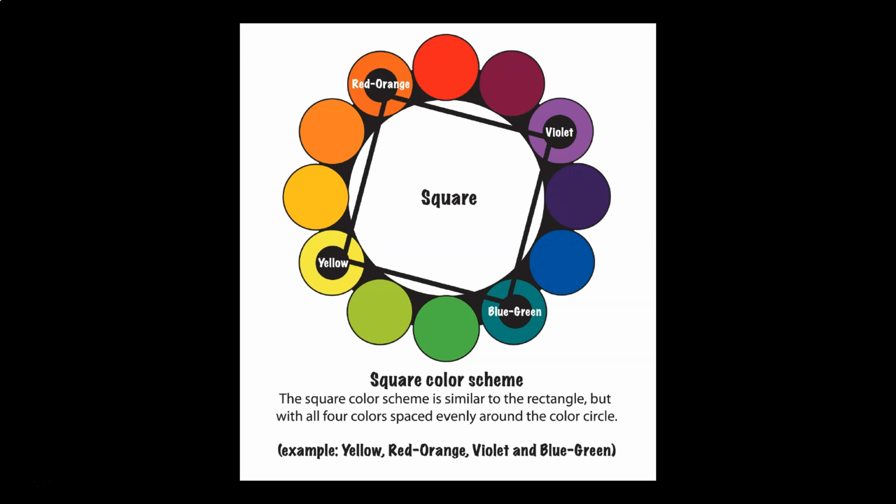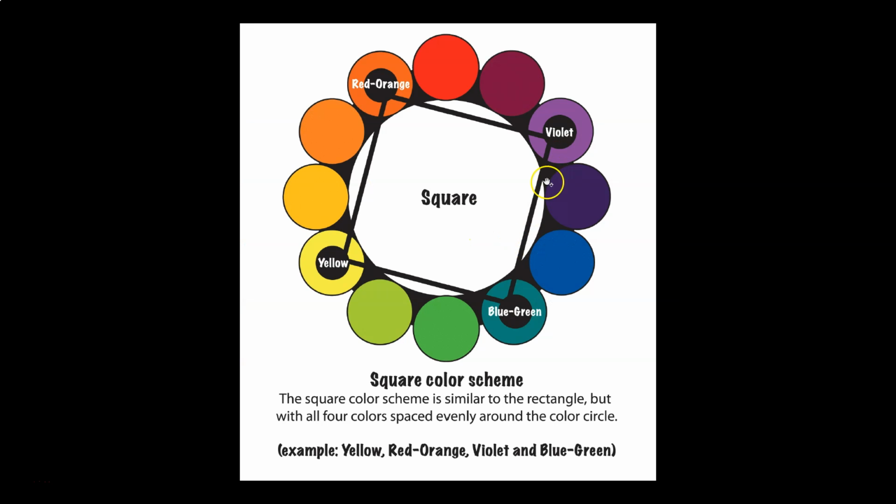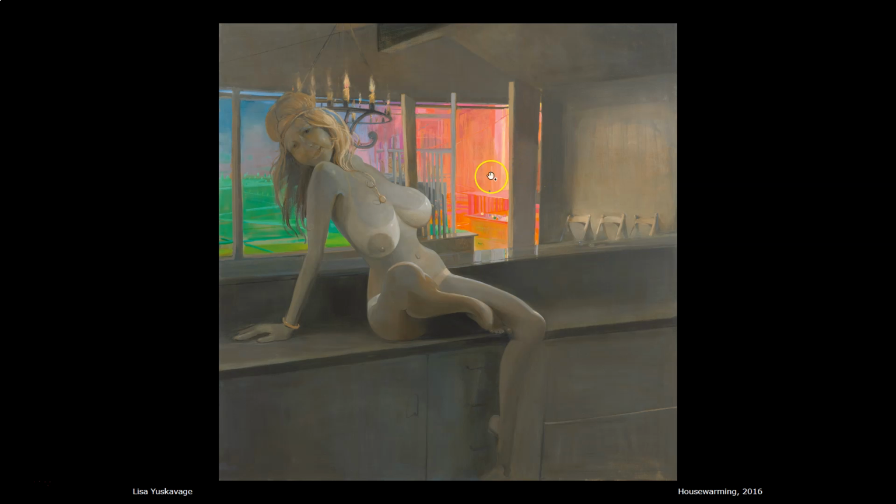A square color scheme is pretty much you count every fourth color around the color wheel. You could twist that a little bit and compose with that. So here you see that we have the reds and the greens and the oranges and the kind of violet-y colors over here in the back, and then these are all more neutral. So that square color scheme is going on back there a little bit better.